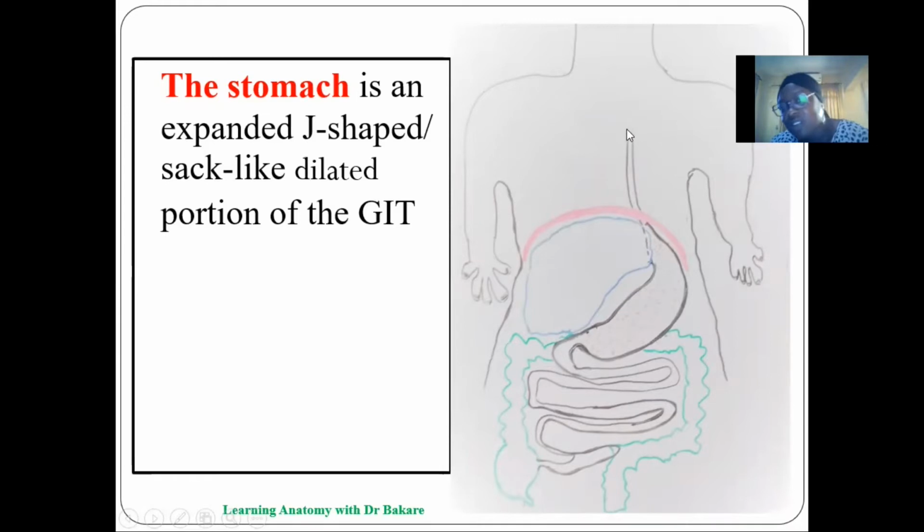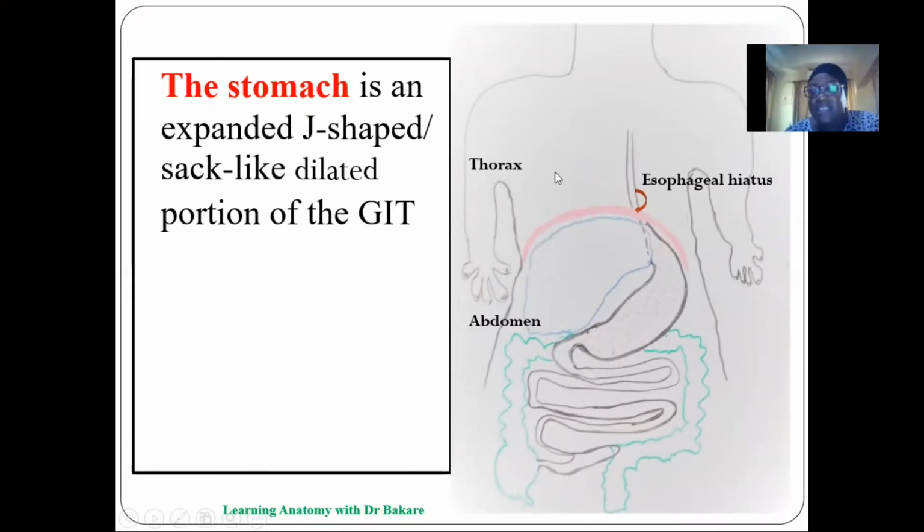This is the esophagus within the thoracic cavity. The esophagus pierces through the diaphragm. This is the diaphragm highlighted in red, separating the thoracic cavity from the abdominal cavity. This is the thoracic cavity and this is the abdominal cavity.